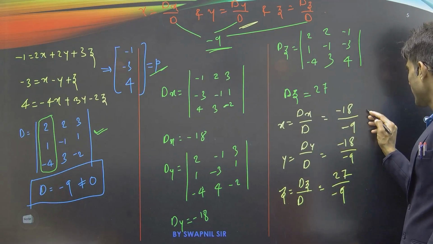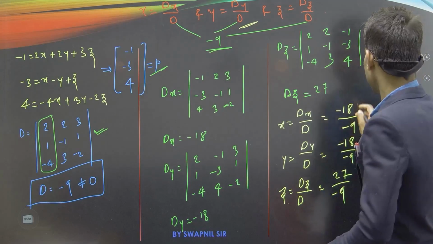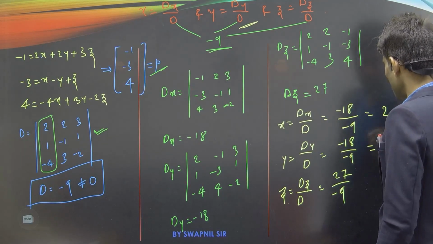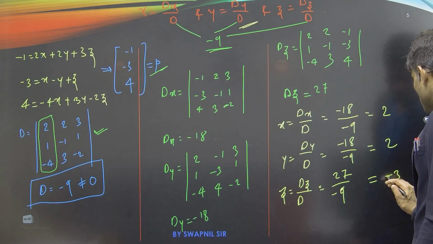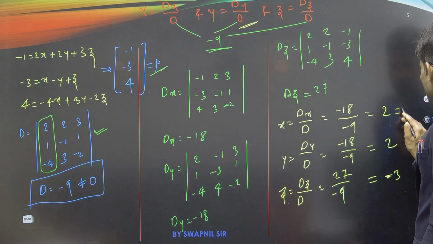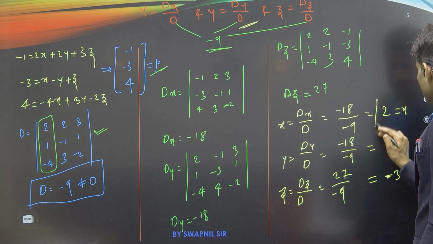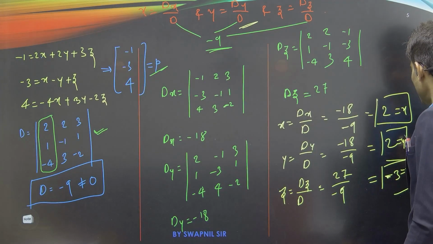Okay, go for finding the next calculations. Minus minus get cancelled. Okay, 18 by 9 comes to 2. Again, why is it 2? Because 9 3s are 27. So -3. So this value is for x, this one is the value for y, and this one is the value for z. This is the solution for our x, y, and z, three different variables.